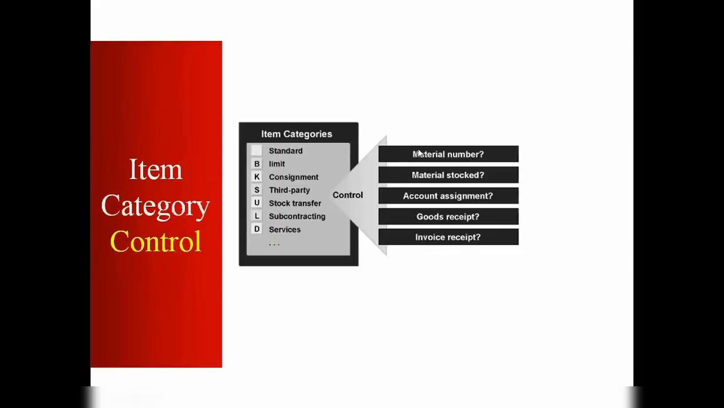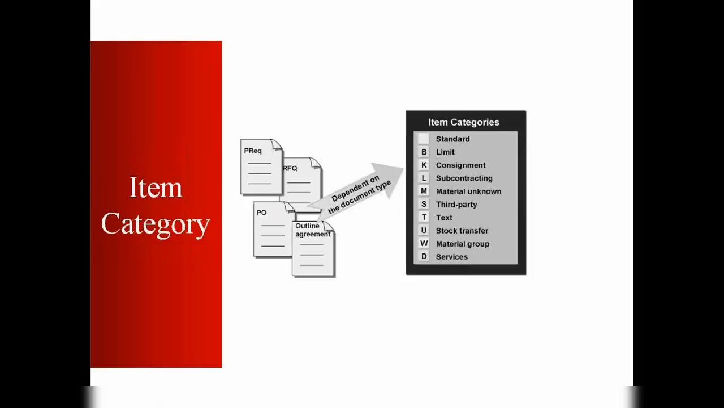Whether the material, like you can enter the material number or the text item, whether you can maintain the stock, whether account assignment category is possible or not, goods receipt is possible or not, invoice receipt is possible or not. So these are the things that are controlled by the item category, which is done in the customizing, and we'll start the customizing chapter very soon. And when there is blank over there, that means that is a standard item category. Blank is standard, which is used most of the time. If you don't select anything, it will be blank, which is standard.